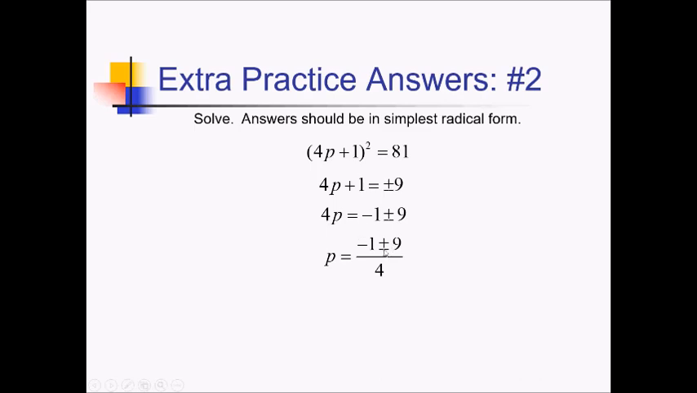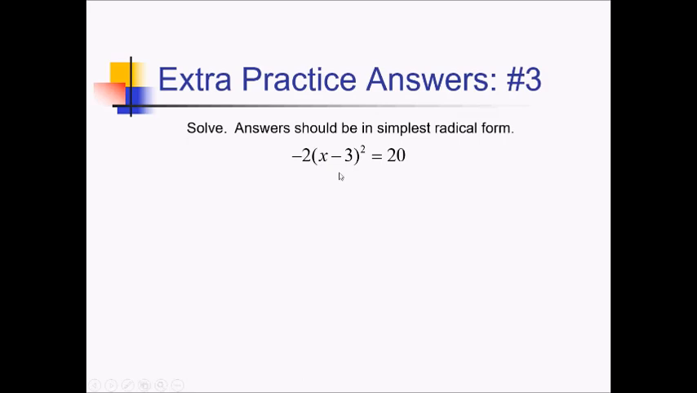So we've got negative 1 plus 9 over 4. That's going to be 8 over 4, which is 2. And then we have negative 1 minus 9 over 4. That's going to be negative 10 over 4, which I can reduce by 2 to be negative 5 over 2.